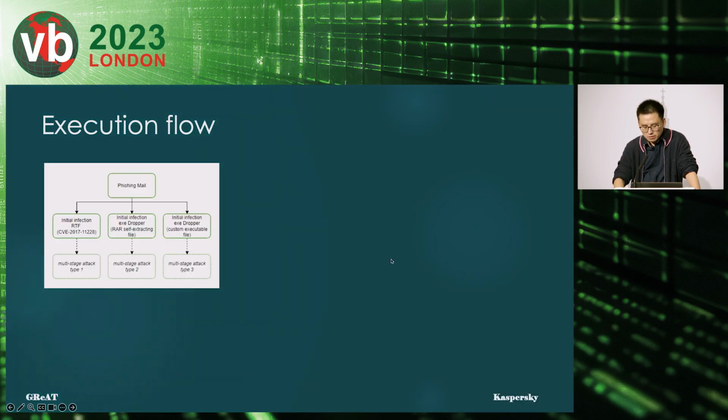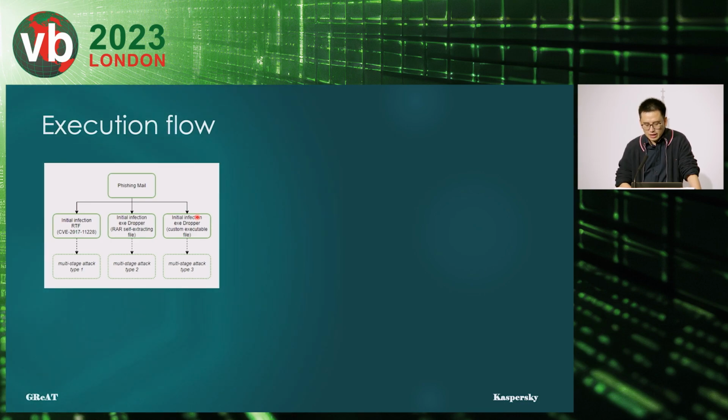We have seen various multi-stage attack execution flows, and the payloads can be flexibly combined. From the general execution flow chart, we see that there are 3 different initial infection vectors. The first is the RTF document that exploits an Office vulnerability. The second is an IExpress extracting program. And the third one is one-time custom loaders.